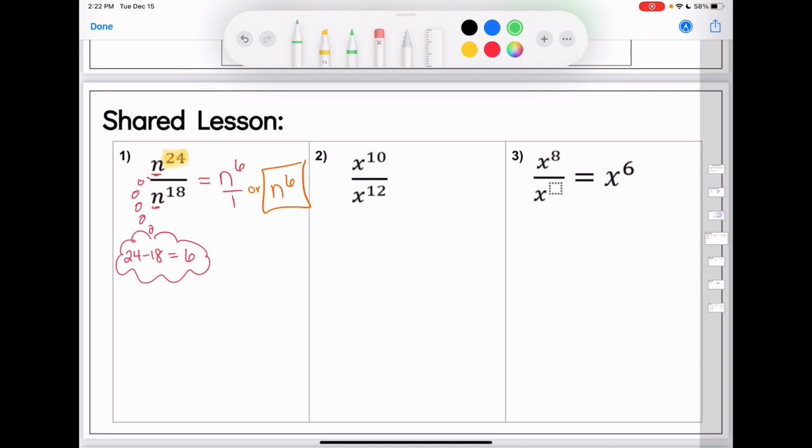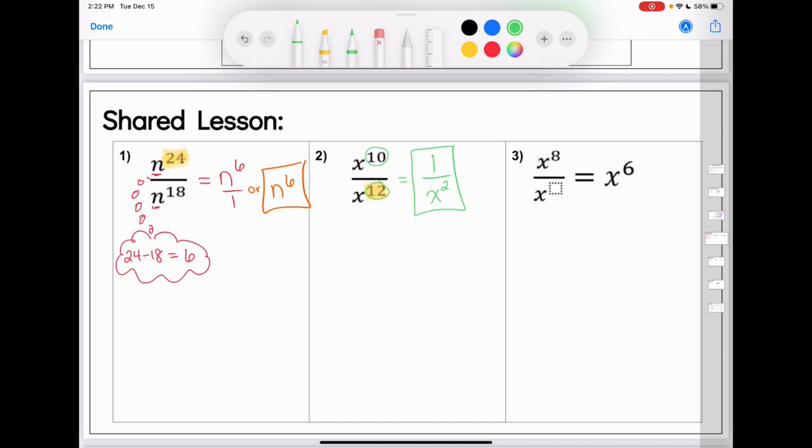Okay, so number 2 now, it says x to the 10th over x to the 12th. So in my head, I'm thinking, all right, subtract the exponents. 12 minus 10, right? 12 minus 10 gives me 2. So I have x to the 2nd. Now, where was the bigger exponent? This time the bigger exponent was on the bottom. So my answer should be 1 over x to the 2nd. That one you have to have. If I want my answer to be on the bottom and there's nothing left on the top, I have to put a 1 on the top of that fraction.